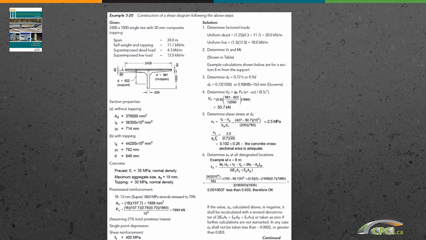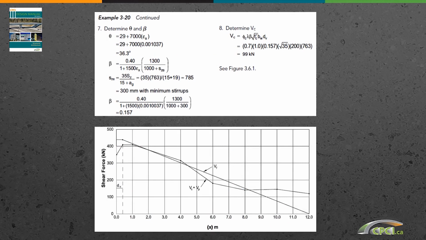Then in that particular section at 8 meters, just to give one example, we calculate the strain. And once you calculate the strain, we go to the next step. One thing about the strain, the strains have limits. It cannot be less than minus 0.008 or greater than 0.03, of course. So this here is not less than minus 0.008, and at the same time is not greater than 0.03. So this strain stays as is. And we determine theta and beta based on the detailed formulae.